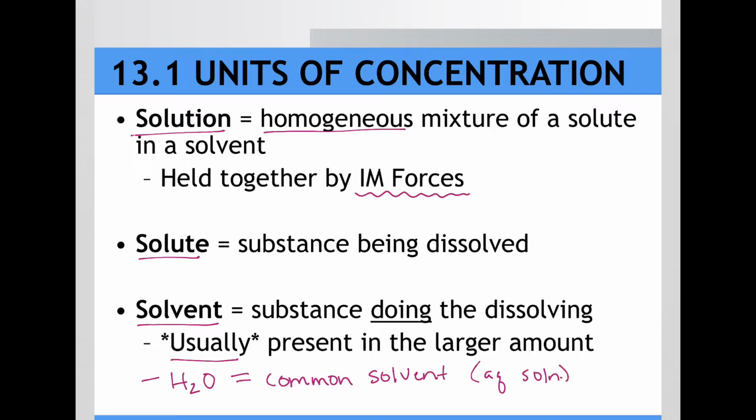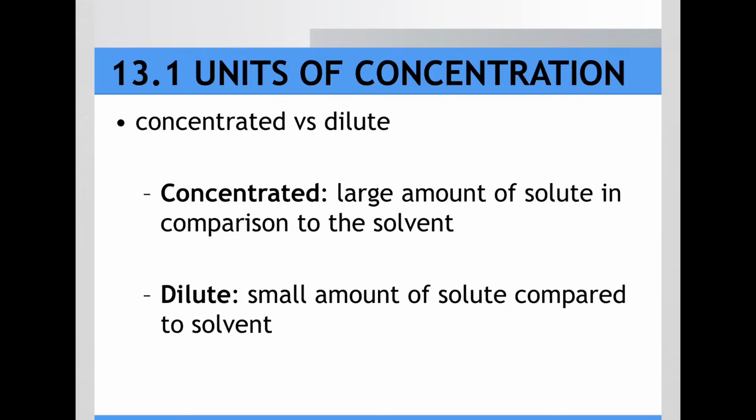Now, the solute and solvent do not have to be a solid and a liquid. Technically, they could be any states of matter, and those will give us various different kinds of solutions. Now, when we talk about the relative amounts of a solute versus a solvent, we can talk about them quantitatively, which we'll do later in this section, but we also can talk about them qualitatively. So qualitatively, we could use words like concentrated and dilute rather than giving actual numerical values.